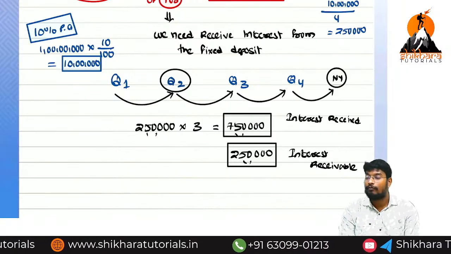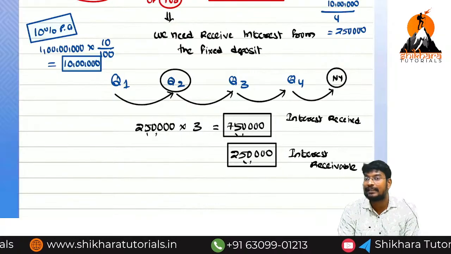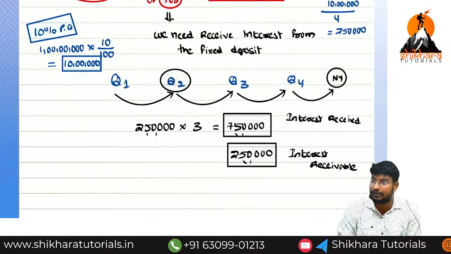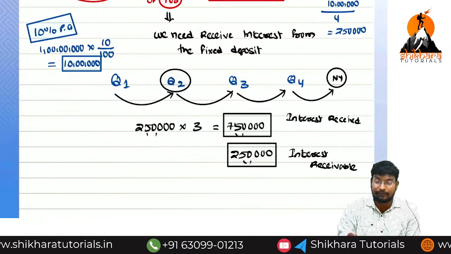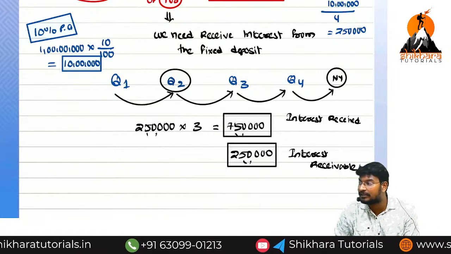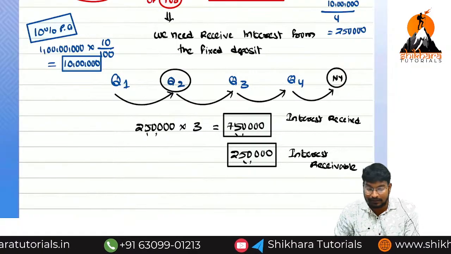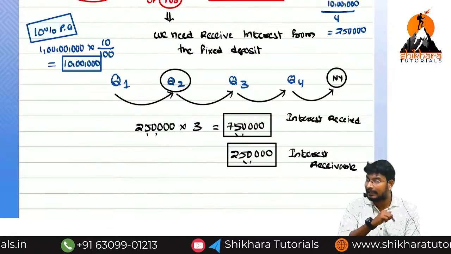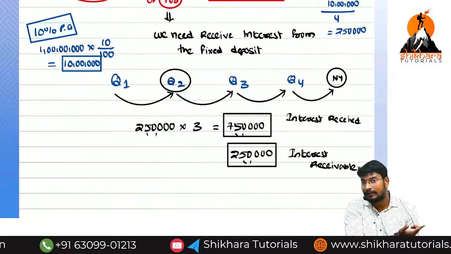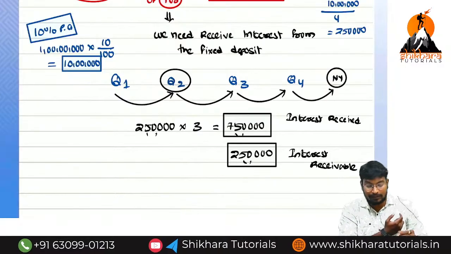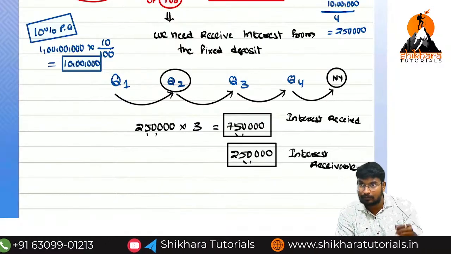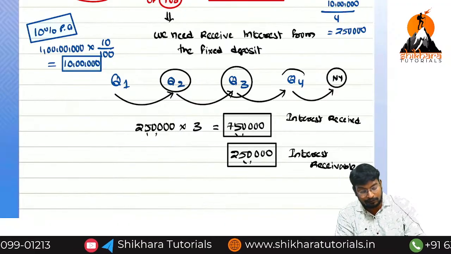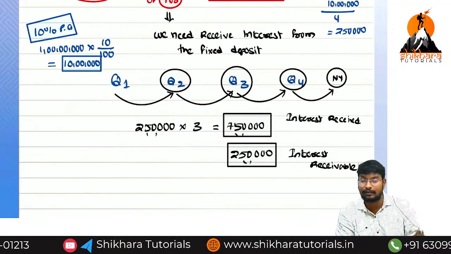Now, what is the total amount of interest during the current year? We need to receive 10 lakhs. But we have received only how much during the current year? 7,50,000. The balance of 2,50,000 we are going to receive in the next year. Quarter 1 in quarter 2, quarter 2 interest in quarter 3, quarter 3 interest in quarter 4, but quarter 4 interest will be received in the next year.